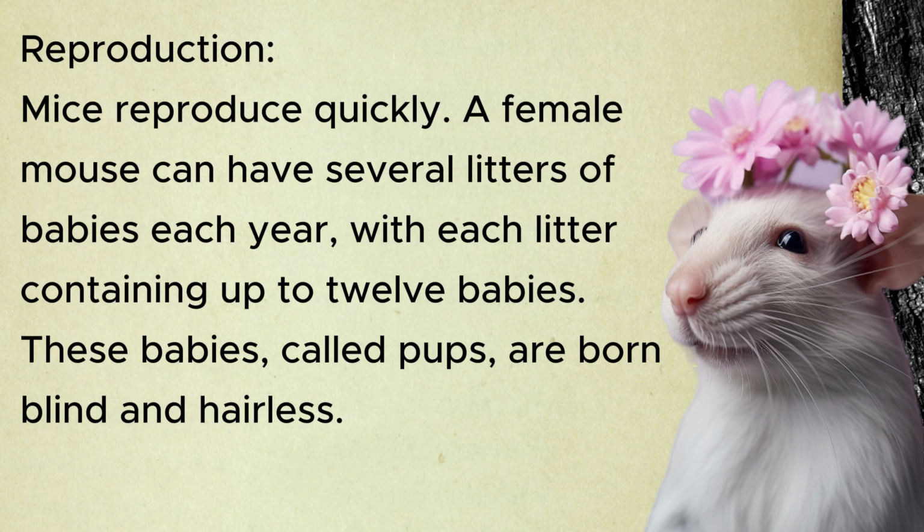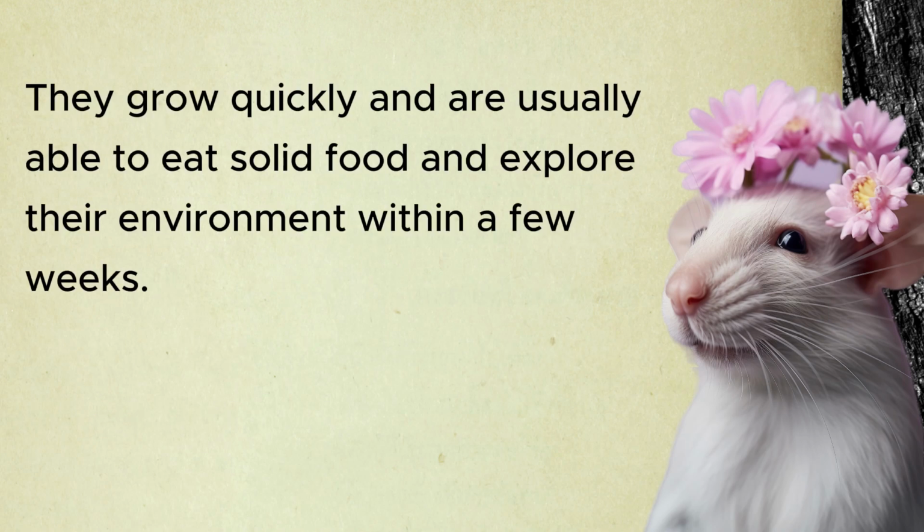Reproduction. Mice reproduce quickly. A female mouse can have several litters of babies each year, with each litter containing up to 12 babies. These babies, called pups, are born blind and hairless. They grow quickly and are usually able to eat solid food and explore their environment within a few weeks.